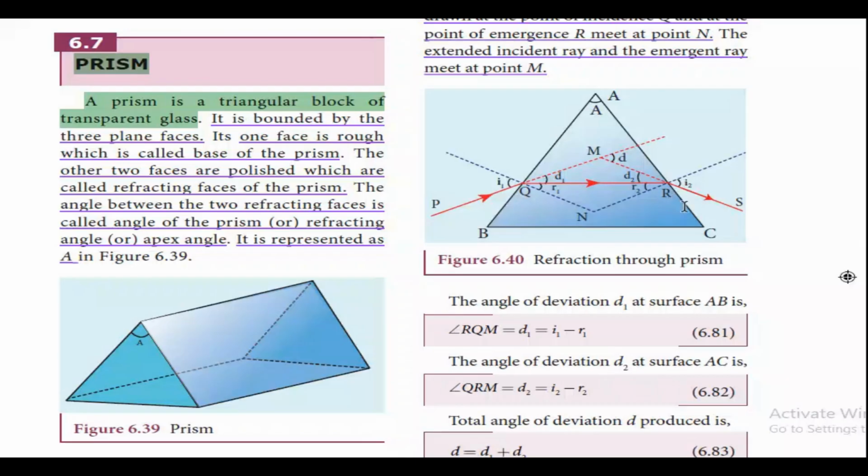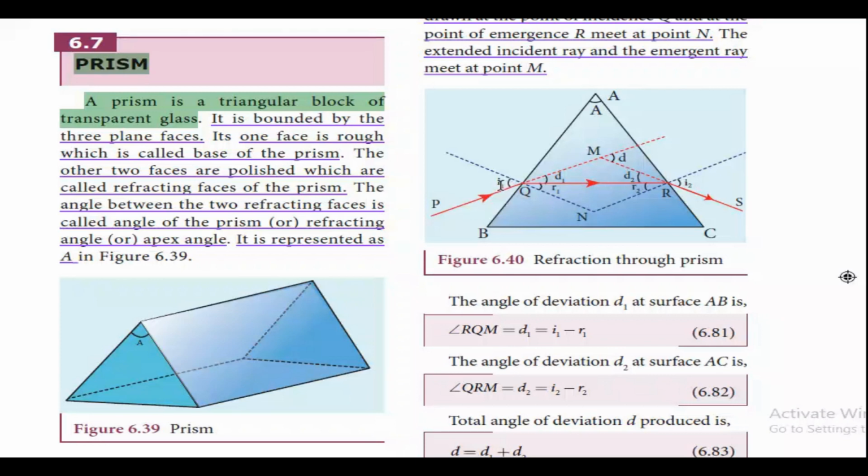And the angle of deviation is measured between the incident ray, which should have gone straight, and the emergent ray. So we should extend this ray backwards, and that will touch the direct ray here. So this angle between these two rays is called the angle of deviation, represented by the letter D.